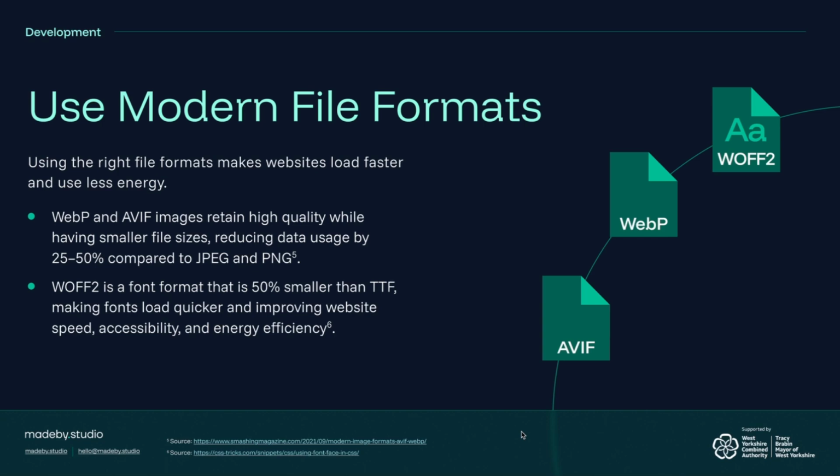Next one is use modern file formats. Using the right file formats makes the website load faster and uses less energy. When it comes to images, there are formats called WebP and AVIF, which retain the high quality while having a smaller file size. These use a form of lossless compression, which means the quality stays the same, but the file size gets reduced, so there is no impact on that quality. This reduces the data usage by sometimes 25 to 50% compared to using JPEGs and PNGs.